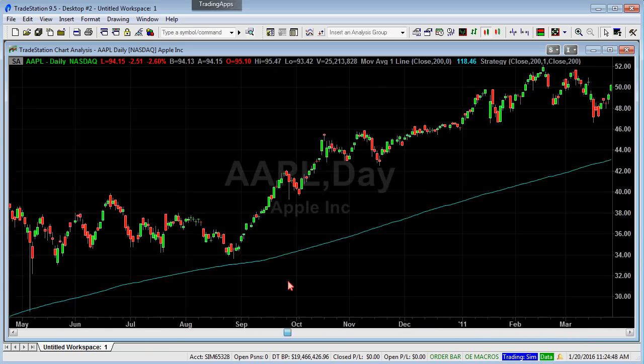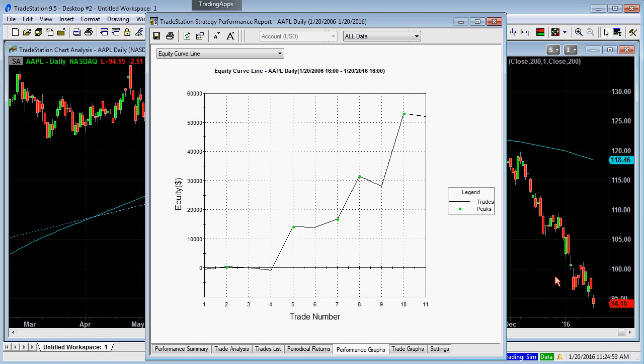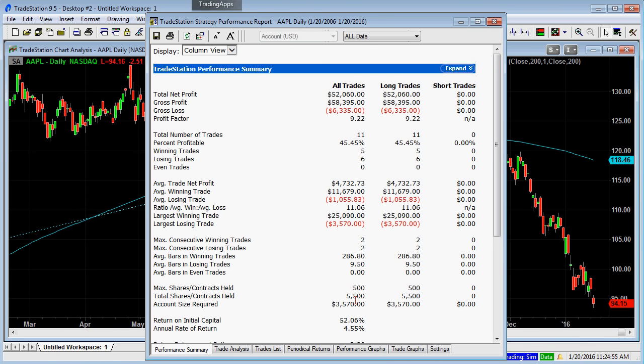If I go back to my strategy performance report, go to my performance summary, this is a back test on a period of 10 years. In a period of 10 years, the strategy did very well by exiting and entering based on a 200 bar moving average. Of course, there's no stop loss. There's no risk management. If you look at the largest losing trade here, we have a trade that lost $3,500. Is that the way that we want to leave it? That's a decision that you'd have to make.